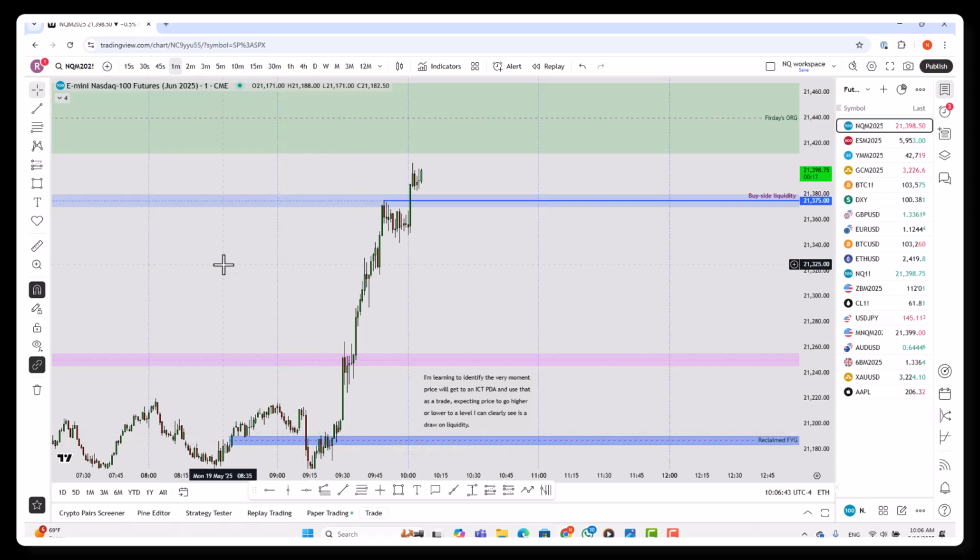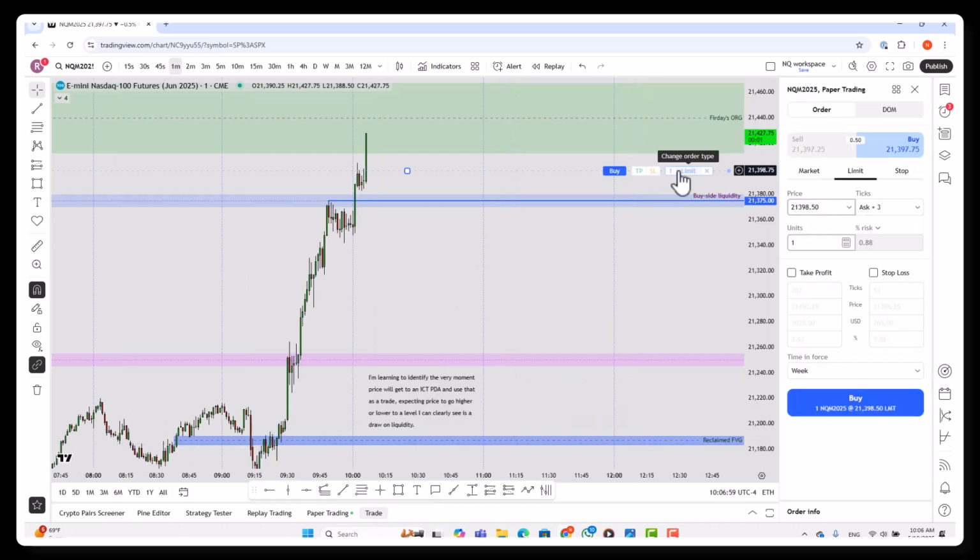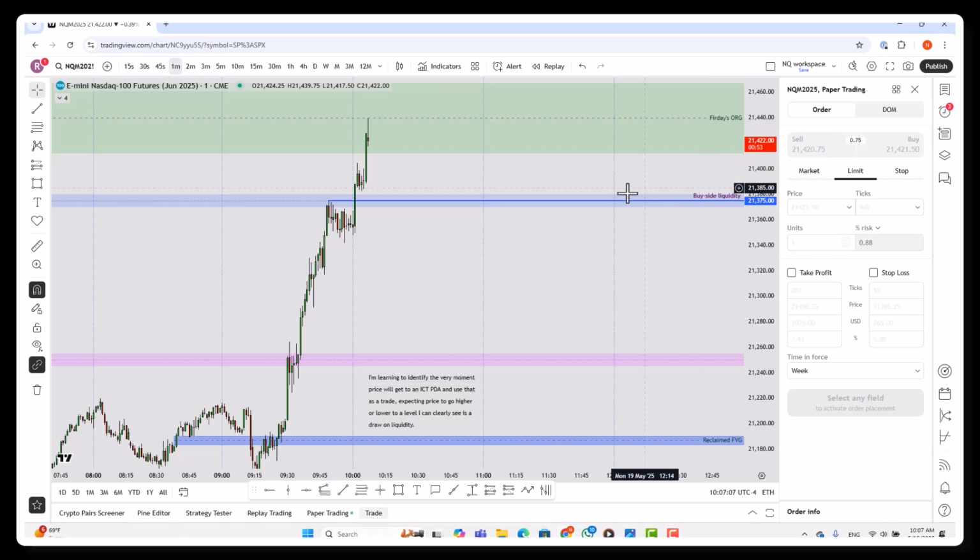So let's try it. This is a demo account. Paper trading right here, not real money. So let us try to buy. Oop! It's gone. Good, excellent. Look, consequent encroachment of opening range gap. Delivery. Beautiful. So from this fair value gap to that level, that's the valid trade.